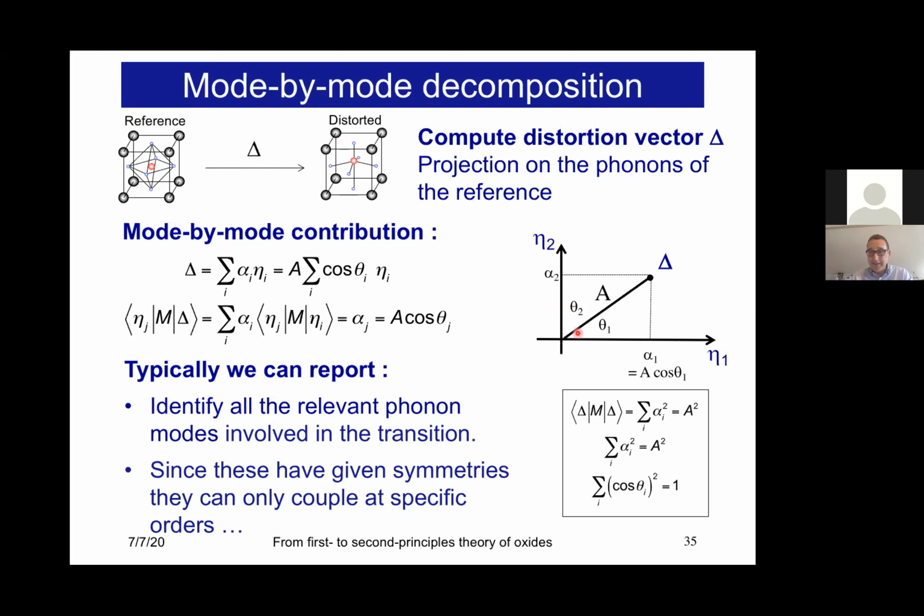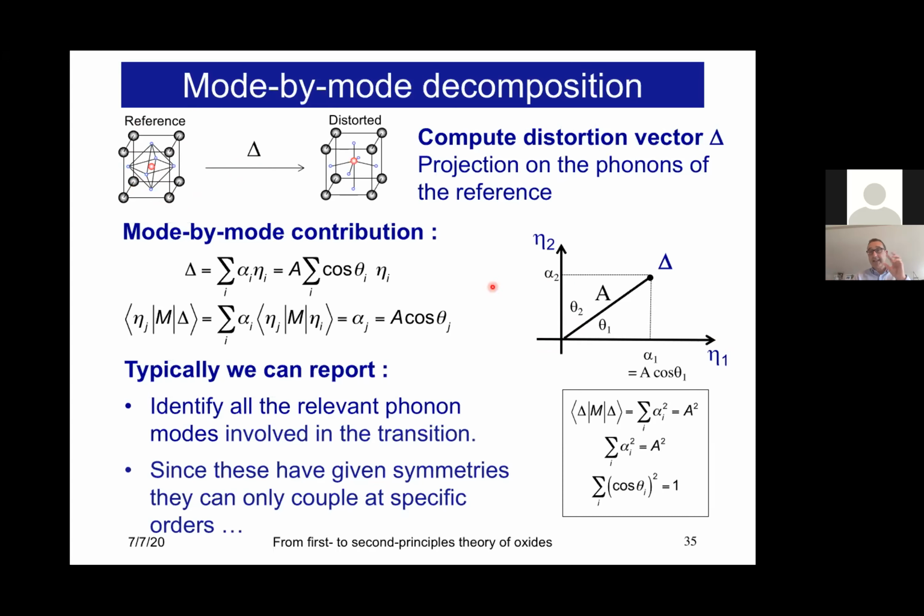So you see, for instance, I have a distortion here that corresponds to the motion of the atoms from here to here. And then I will project this over the basis that is formed by the phonons of this reference structure here. And I will say it corresponds to this displacement, this collective motion associated to eta 1 with this amplitude plus this with those amplitudes. Since these phonons form a complete basis, any distortion can be expressed in this basis.